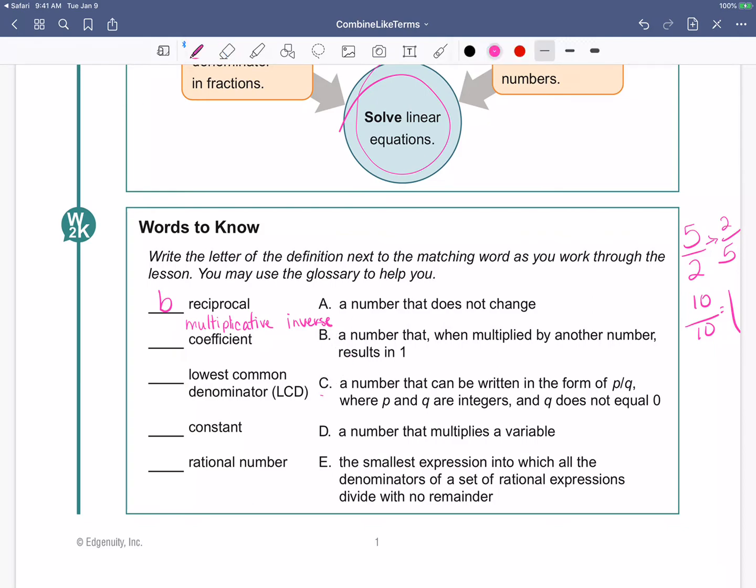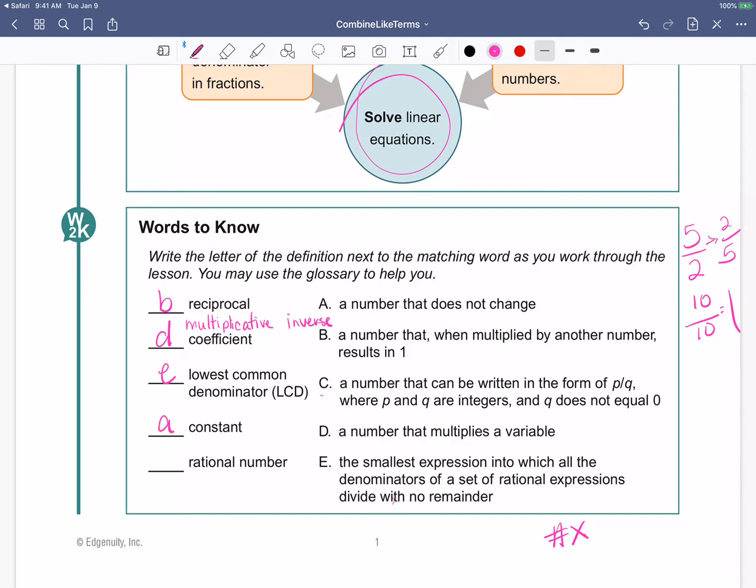Now the coefficient. A coefficient is a number that multiplies a variable. It's always this number next to our letter. Okay, so it is D. The lowest common denominator, or the LCD, is the smallest expression in which all the denominators of a set of rational expressions divide with no remainder. Constant, right? A constant is a number that does not change. It remains the same. It is consistent.